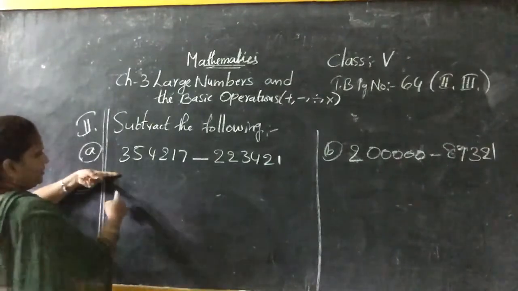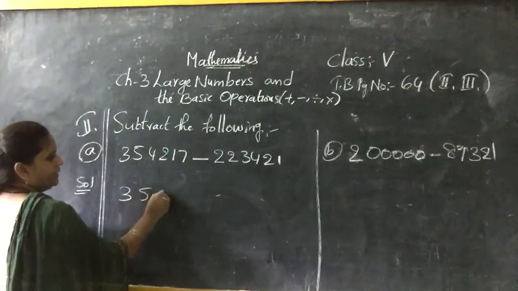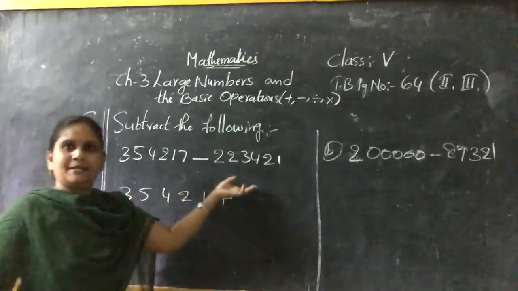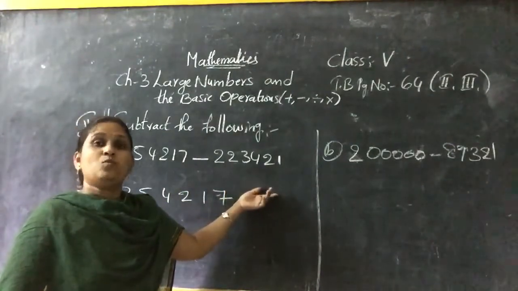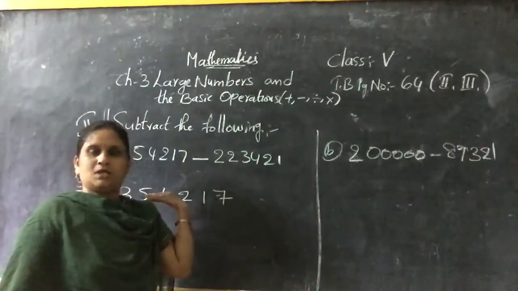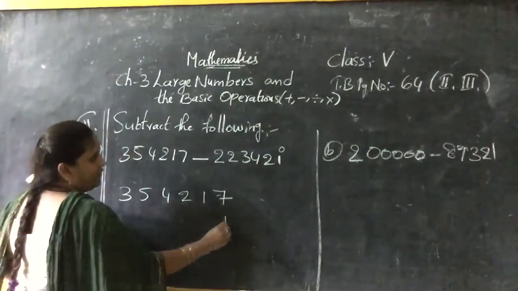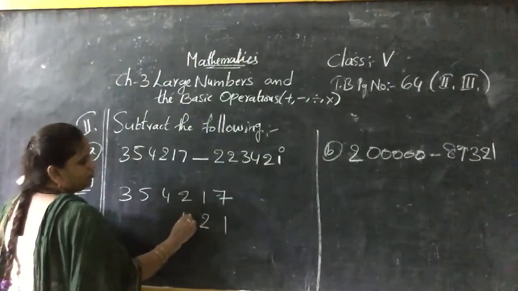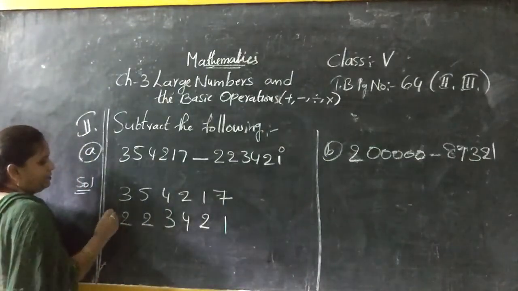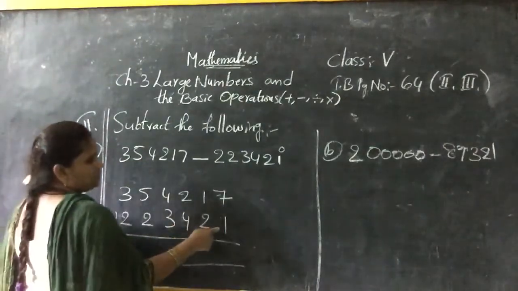Give a one finger gap and copy, giving a half finger gap for every number: 3, 5, 4, 2, 1, 7. And the second number, for this also, you have to copy from the ones place. It means in reverse order, last to front. Okay, children, last to front, ones place: 1, 2, 4, 3, 2, 2. And put minus there. Do the subtraction. 7 minus 1.